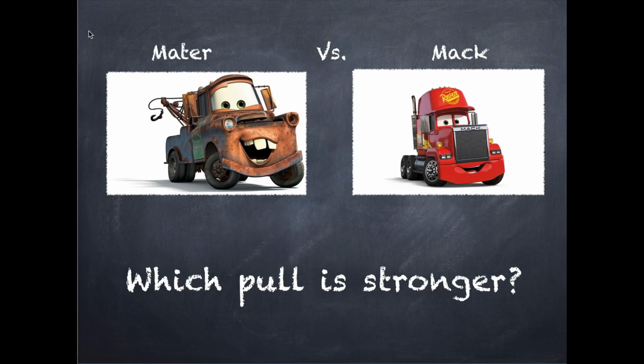Okay, in last week's lessons, we talked about predicting which pull is stronger and how size can play into this. Between Mater, the tow truck, and Mac, the transporter truck, Mac can have stronger pulls because he's bigger.